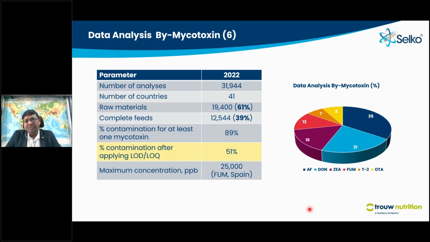On the right side, you also see in terms of the data points, most, 35%, of the samples were analyzed for AFLA, 21% DON, 16% ZEA, and 13% fumonisin, and a lesser percentage for T2 and OTA. In some regions, actually, they should do more OTA, especially in Europe. But we are seeing the trend of not analyzing so much of OTA.